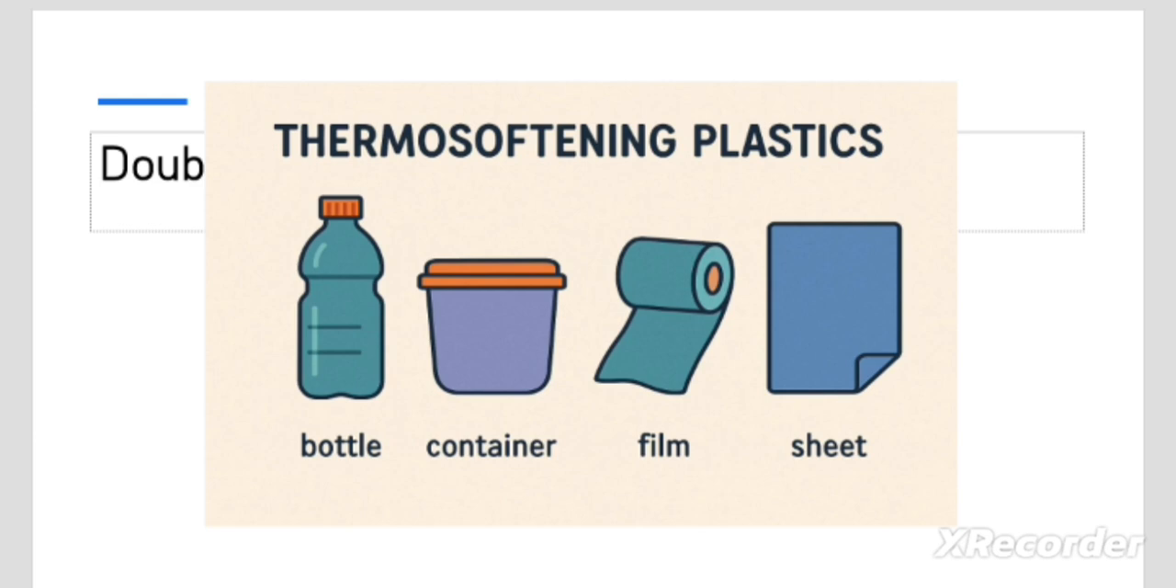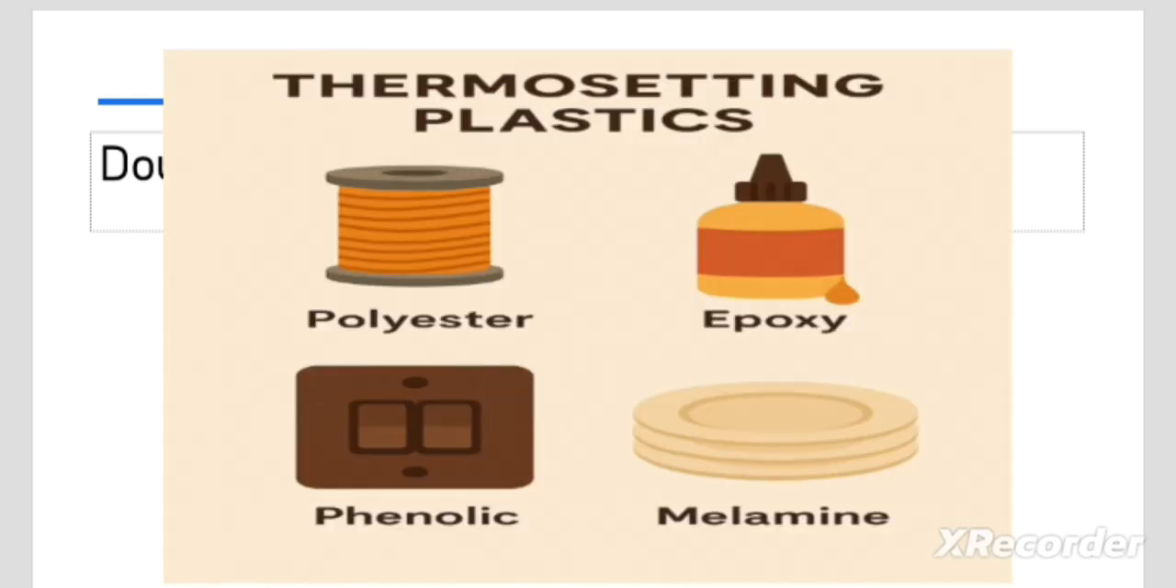And we can also see thermosoftening plastic in pipes, where PVC is available. In plastic bags, polyethylene is available. In disposable cups, polystyrene is available, and in fabrics, nylon is available. So now we will see the next type of plastic, thermosetting plastic. I hope you understood thermosoftening plastics. So next we will see thermosetting plastics.